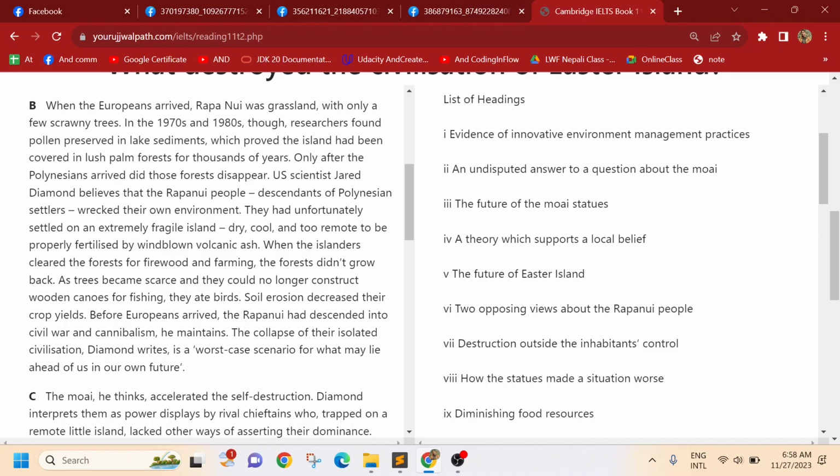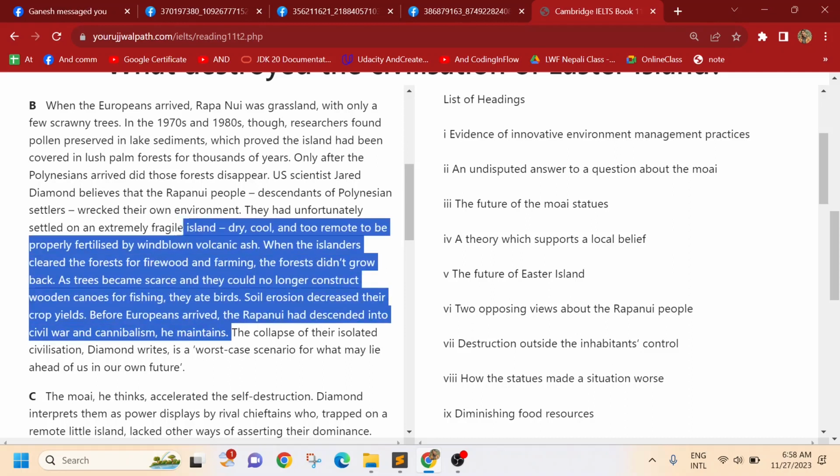Trees became scarce and they could no longer construct wooden canoes for fishing, they ate birds. Soil erosion decreased their crop yields. Before Europeans arrived, Rapa Nui had descended into civil war and cannibalism, he maintains, and this was the damage.